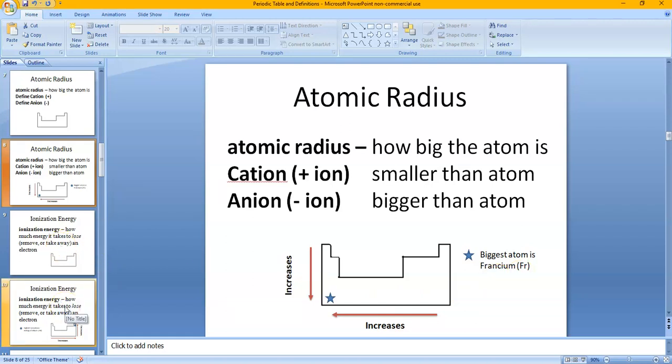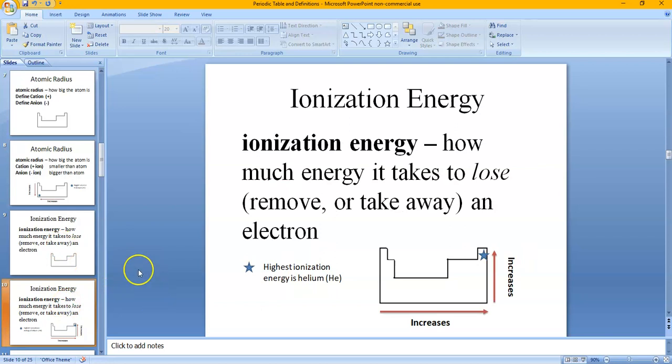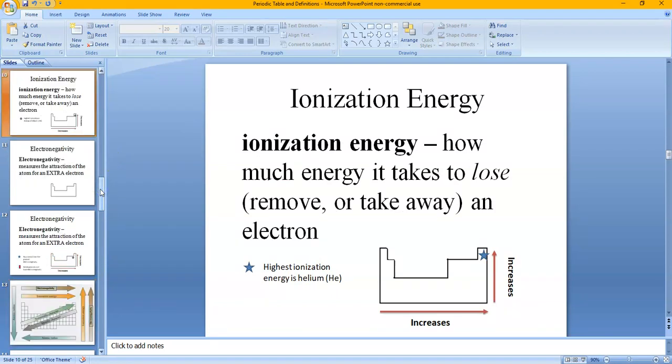Next, we have ionization energy. Ionization energy basically means how much energy it takes to remove an electron. So an ion forms because an electron is removed from the orbital. And this is very important to us because this is how bonds form, and this is how you create reactions.